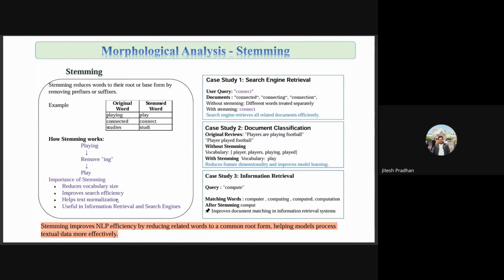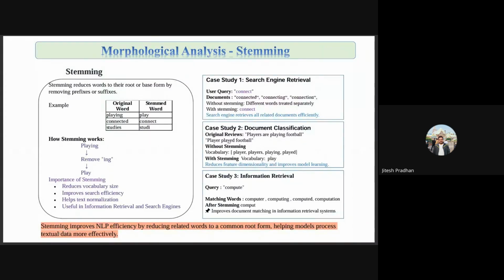So it improves search efficiency also. It helps text normalization, because all the text will be normalized. They will have the same root form, with no prefix or suffix. So it is useful in information retrieval and search engines. Why? If I search for playing, then plays and playing will both come in the same category, because the root word is play. It will extract the terms related to play and to playing. That's why stemming is very important. Stemming improves NLP efficiency by reducing related words to a common root form, helping the model process textual data more efficiently.